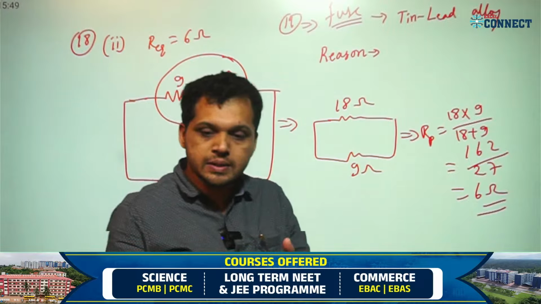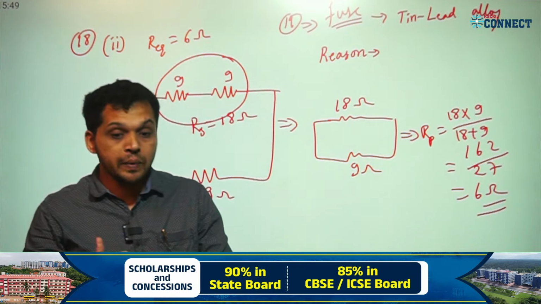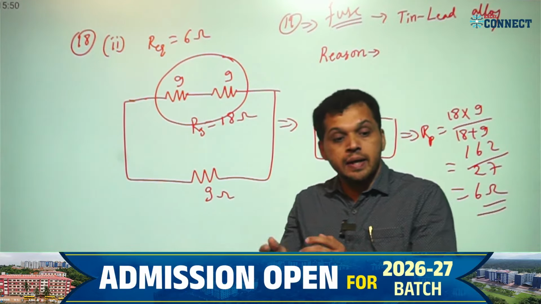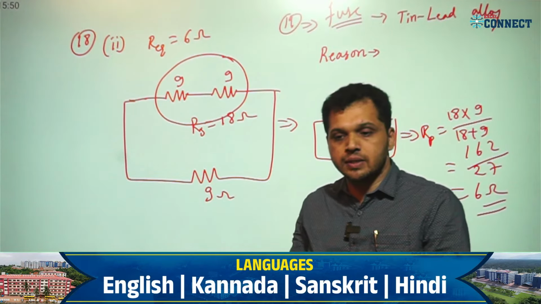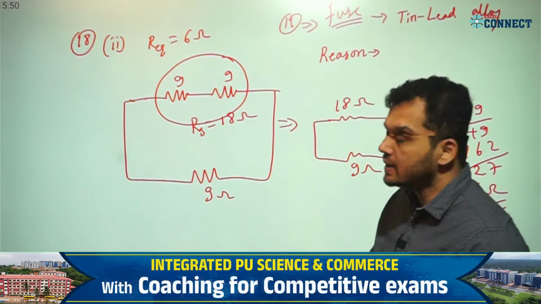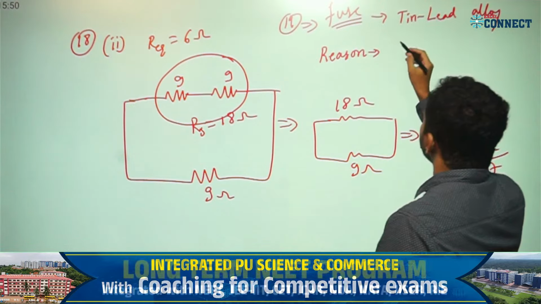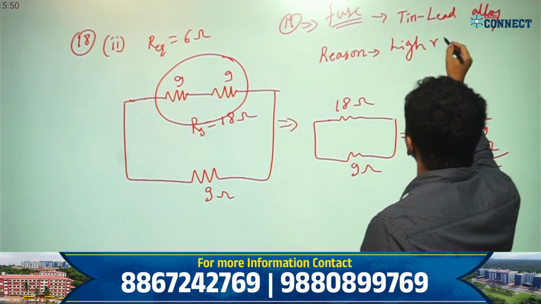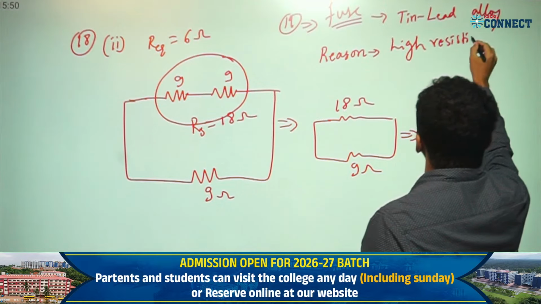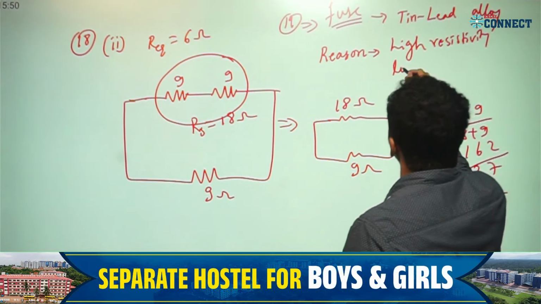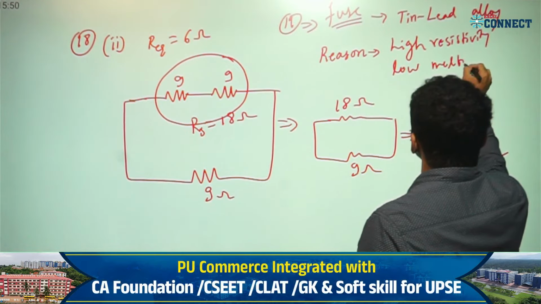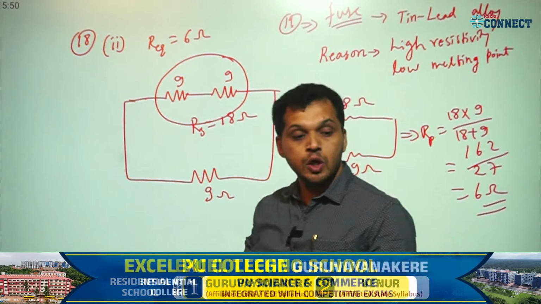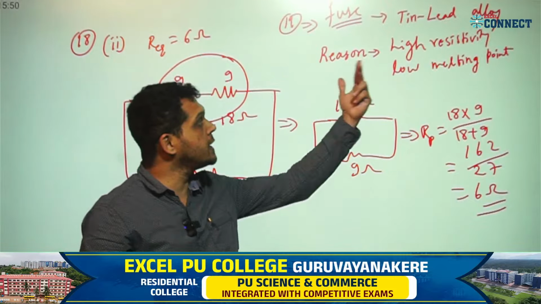These alloys have a higher resistivity value. Because of the higher resistivity, as high current comes, there is a heating effect, Joule's law, so that it will melt because of the high temperature. The reason is high resistivity and low melting point. Fuse wires must have a low melting point and a higher value of resistivity.